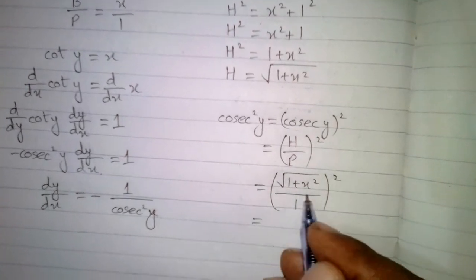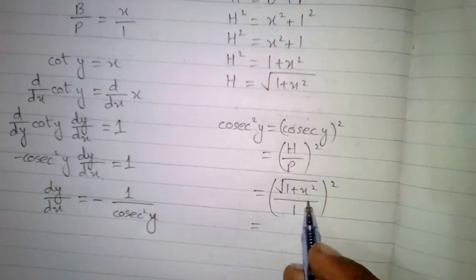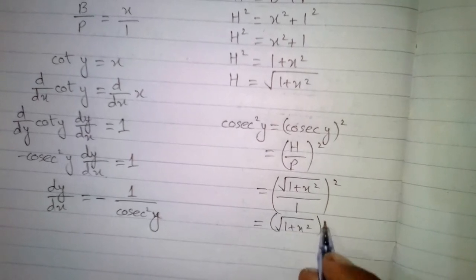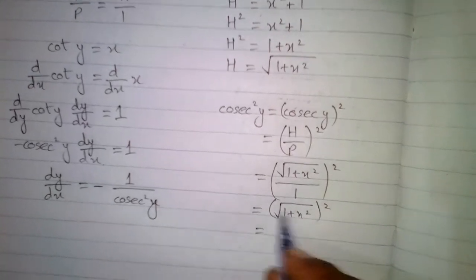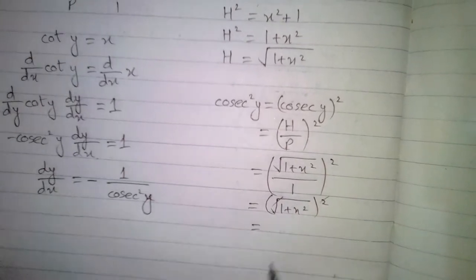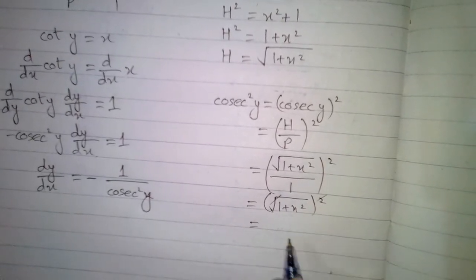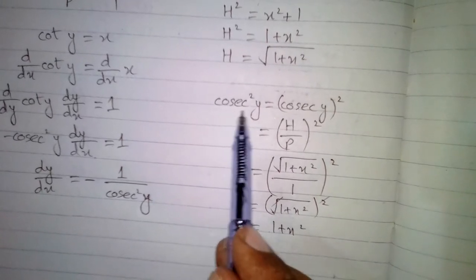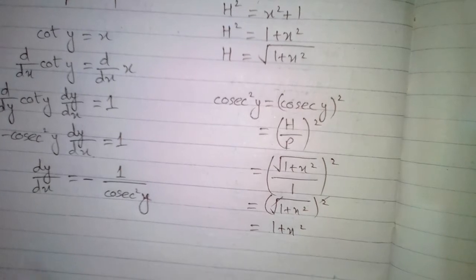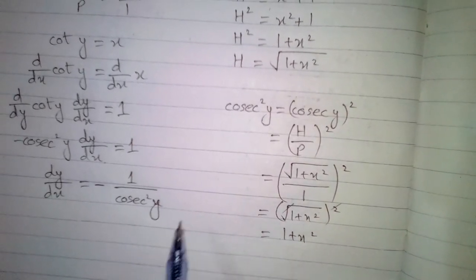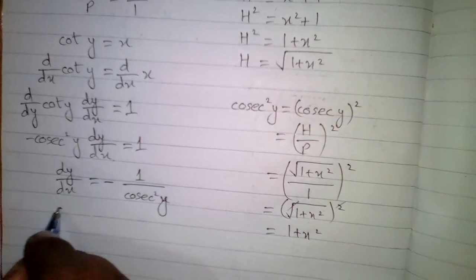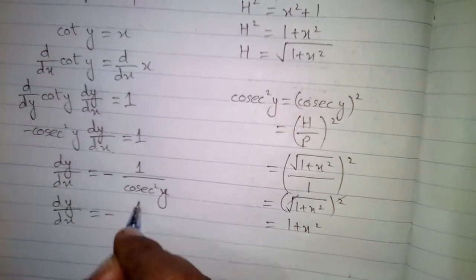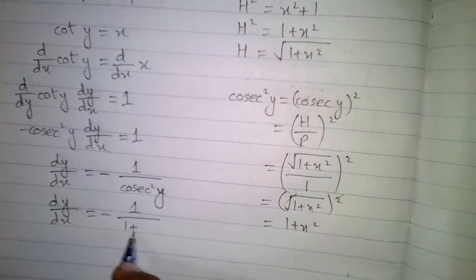So square root of 1 plus x square upon 1 is the square root of 1 plus x square to the power 2, and this square root will be cancelled out by this 2. So we have 1 plus x square. So the value of cosec square y is 1 plus x square. Now we will put the value of cosec square y over here. So we have dy by dx is equal to minus 1 upon 1 plus x square.